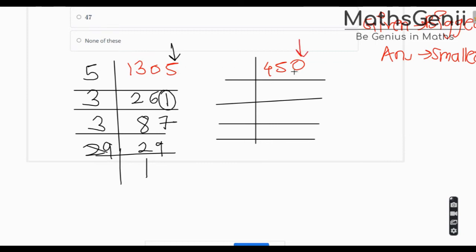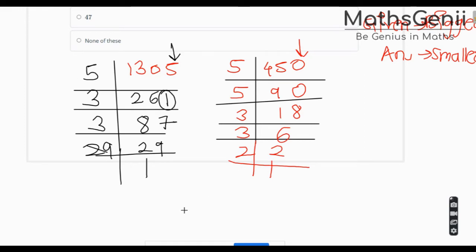Again, at the end you have 0, so it is divisible by 5. 5 9s are 45, 0 as it is. Again, you can divide it by 5. 5 ones are 5, and 18 you can write it like this. Then 3, where does 18 come? 3 6s are 18, right? 3 divided by 3 is 1, 6 divided by 3 is 2, 2 divided by 2 is 1.